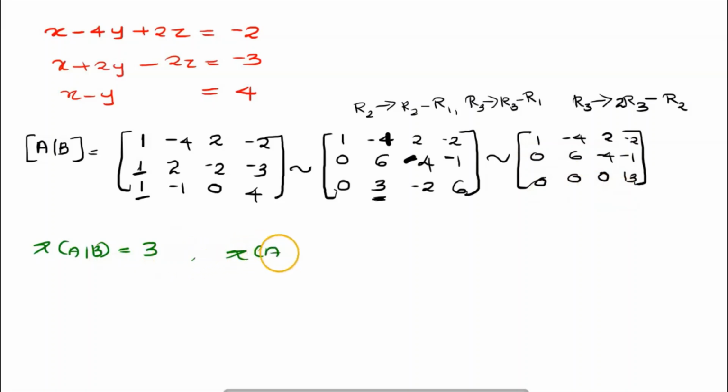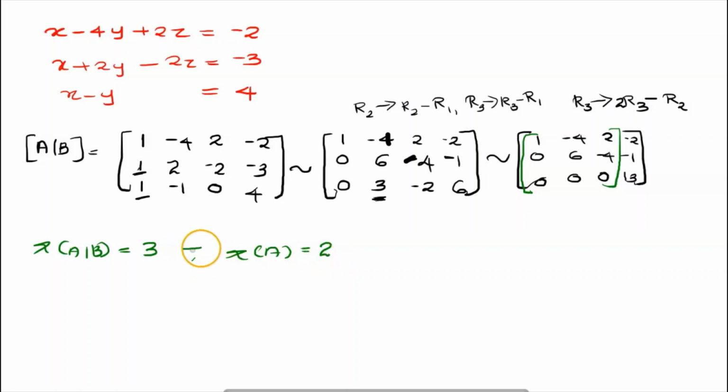And what is the rank of A? Rank of A means the rank of this matrix removing the last column. The reduced form of A has 2 non-zero rows. The last row is 0. So the rank of A is 2.